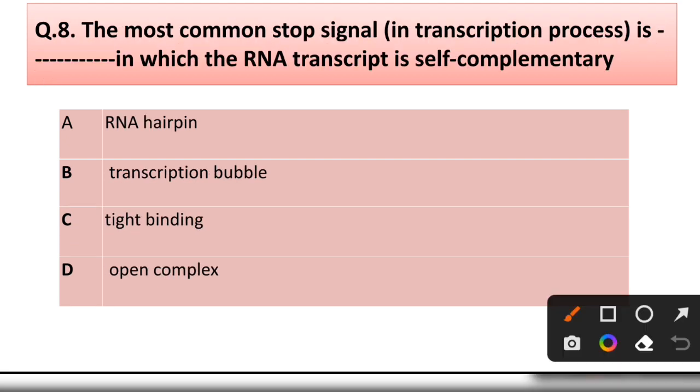Question number 8. The most common stop signal in the transcription process is dash, in which the RNA transcript is self-complementary. RNA hairpin, transcription bubble, tight binding, open complex. Answer is option A, RNA hairpin.